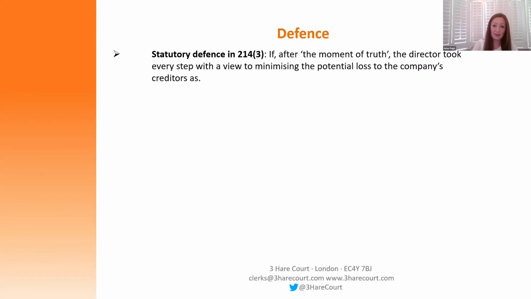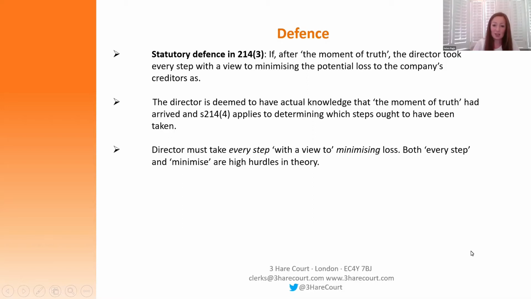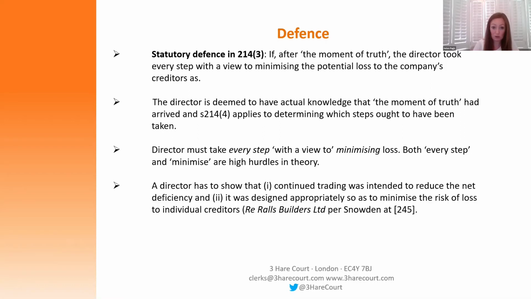A defence. The defences in subsection 3, as you can see, the key is that the directors have to take every step with a view to minimising the potential loss to the company's creditors. The director is deemed to have actual knowledge that the moment of truth has arrived. So once liability has been established according to subsection 2, there can be no rerunning of that argument at the subsection 3 stage. So the defence, on the face of it, is a high hurdle, because the director has to take every step and the loss must be minimised, not just reduced.